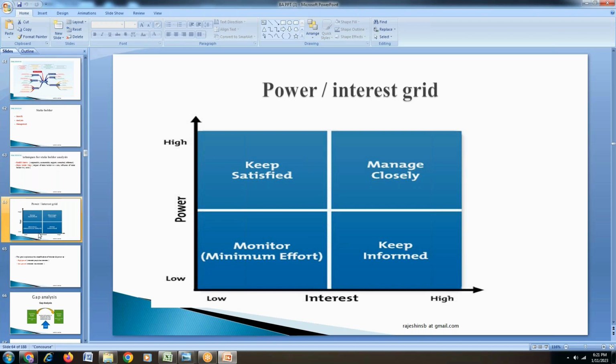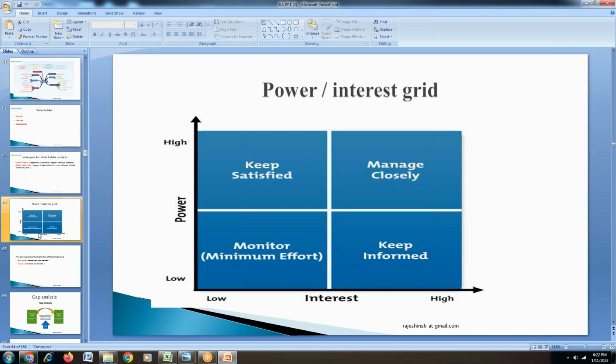Under stakeholder identification, how you are going to identify stakeholders is what I'm explaining. So the power and interest grid is what we use, categorized into four points. First, high power, high interested people. Second, high power, low interested people. Third, low power, high interested people. Fourth, low power, low interested people.